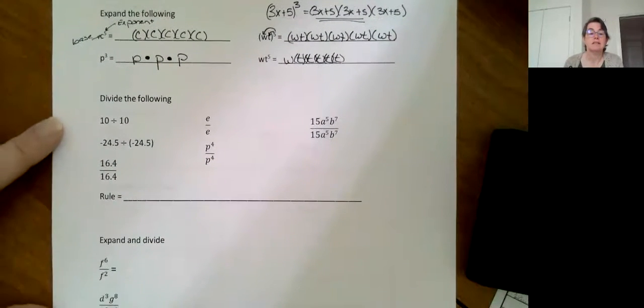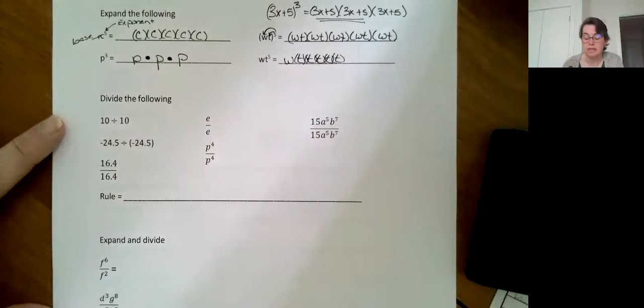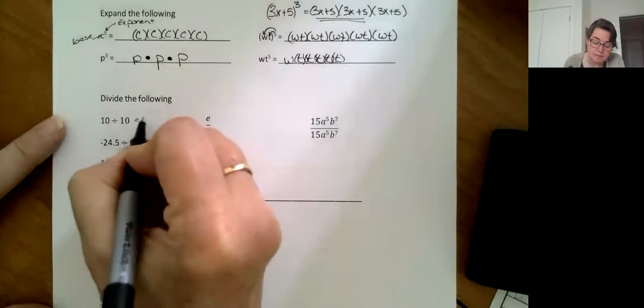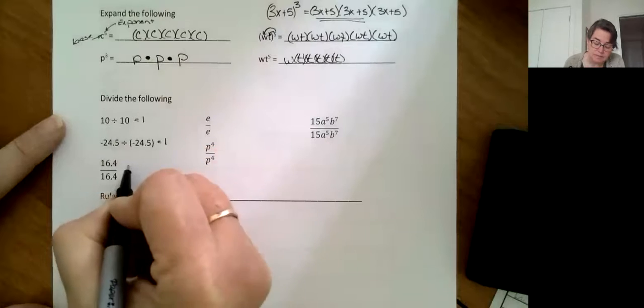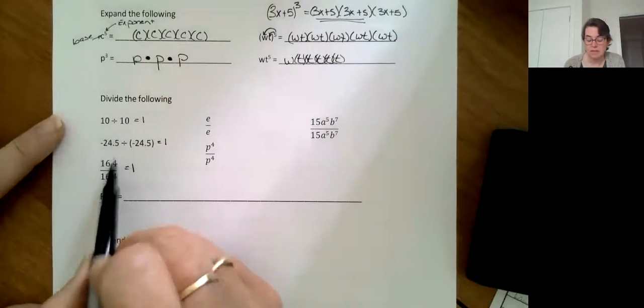All right, let's look at this. Now, humor me. I think you're probably going, why did she do that? But I wanted to make sure you understood it. 10 divided by 10, and goodness, I hope you didn't have to use a calculator on that. 1 is 1 is 1. So anything divided by itself is 1.